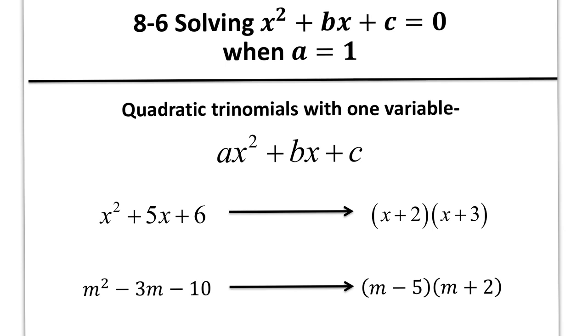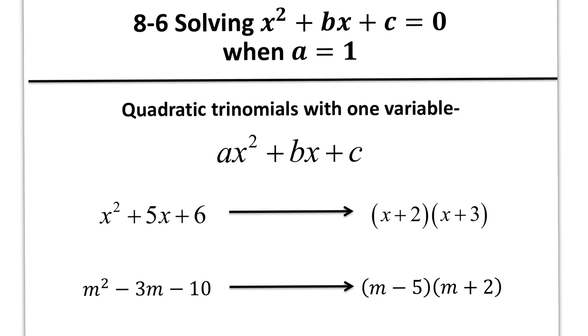Now, the idea to factor is to find 2 binomials that when you use the distributive property and you multiply, you guys will get that trinomial back. So the formula or the answer for this trinomial here on the screen, when you guys factor, is x plus 2 times x plus 3.